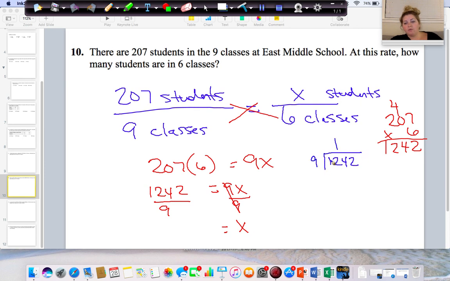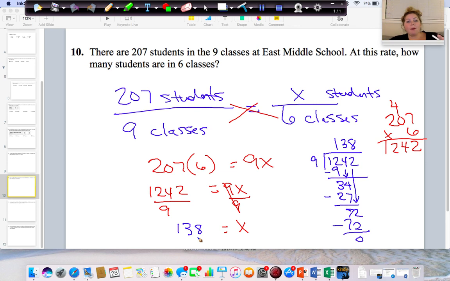Nine goes into 12 once. 1 times 9 is 9. Subtract and we get 3. Bring down our 4. 9 goes into 34 3 times. 3 times 9 is 27. Subtract. Sorry, my hand hurts. Subtract and we get 7. Bring down our 2. And 9 goes into 72 8 times. 8 times 9 is 72. Subtract and we get 0. So our answer is 138.